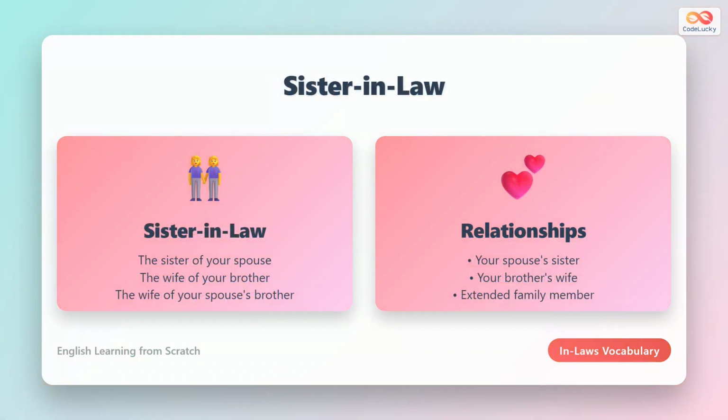Sister-in-law also has 3 meanings. First, your spouse's sister. Second, your brother's wife. Third, your spouse's brother's wife. Remember these 3 ways to use sister-in-law correctly.